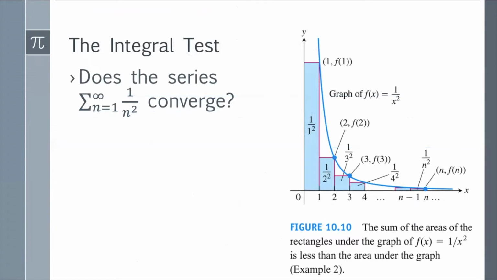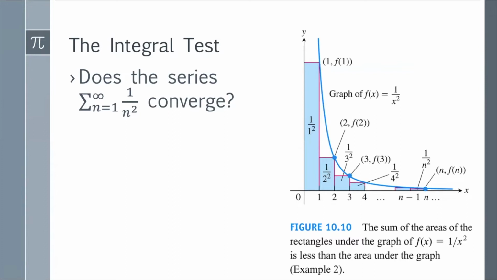Okay, so we've got this picture here, and I'm going to switch back over to the tablet in just a second. Notice this first rectangle whose area is 1 over 1 squared. I'm going to pull that aside and treat it separately. What I want you to do is look at this graph of f of x equals 1 over x squared, starting at x equals 1. And notice that these smaller rectangles, starting with 1 over 2 squared, all fit under that curve.